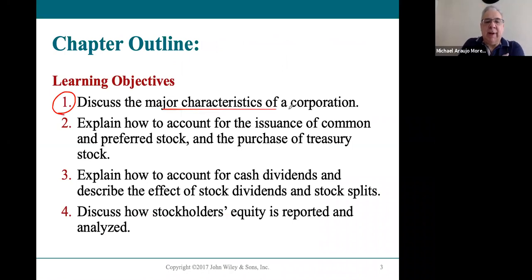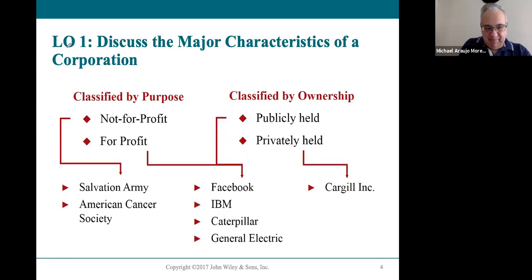So, chapter 11 is going to start by giving us an overview of the major characteristics of a corporation. That's what we're going to be doing today. It also explains the accounting on transactions for common stock. Later on, we'll be looking at dividends. And then chapter 11 ends with some analysis on that. But today is learning objective 1, which is all about a corporation.